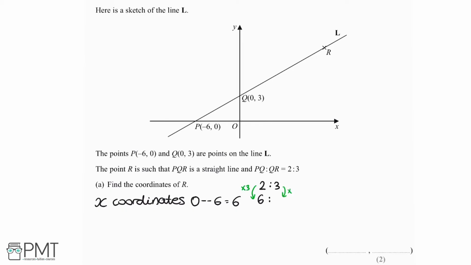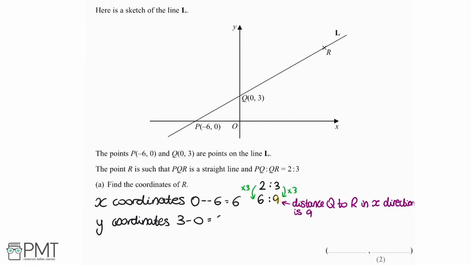So if we do that to the other side here, we're going to get 9. So the distance from Q to R in the x direction is 9. Now let's do the exact same for the y coordinates. So the distance between P and Q, we're going from P, which is on the x-axis, so it's 0, and at Q, it's got a y value of 3. So we're going to have 3 minus 0, which equals 3.